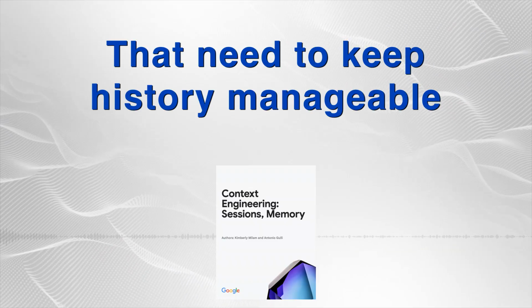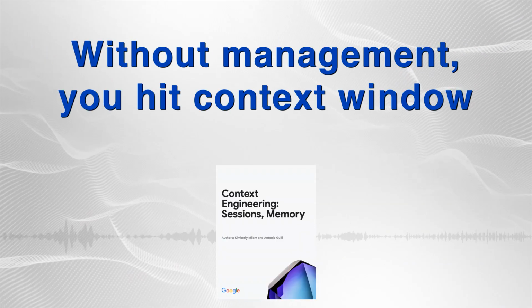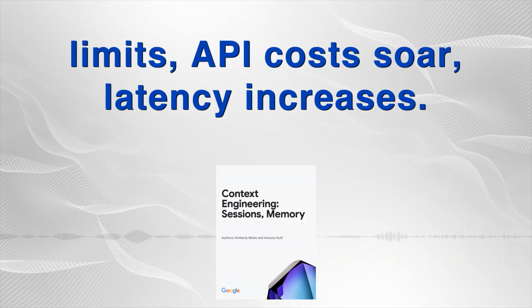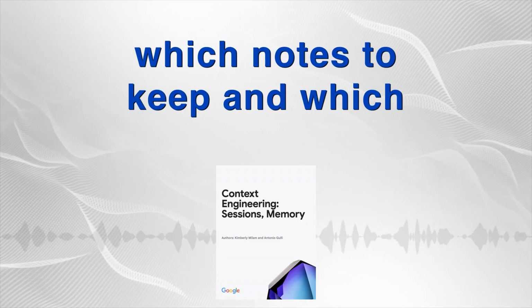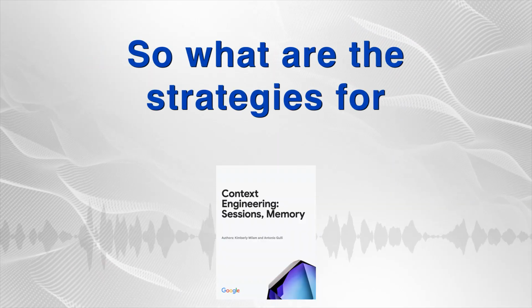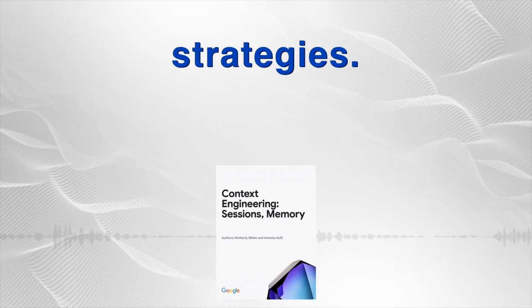That need to keep history manageable brings us to the problem of long conversations. Without management, you hit context window limits, API costs soar, latency increases. And you get that quality degradation we mentioned. It's like a savvy traveler deciding which notes to keep and which to summarize before packing a limited suitcase. So what are the strategies for that? We have to actively employ compaction strategies.